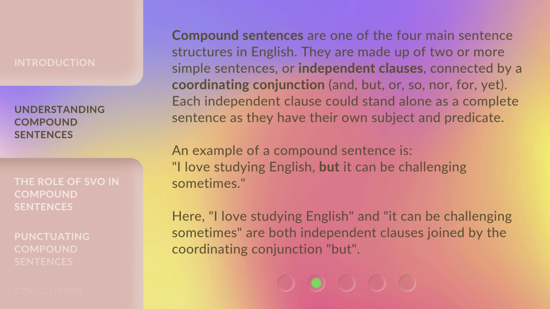An example of a compound sentence is, "I love studying English, but it can be challenging sometimes." Here, "I love studying English" and "it can be challenging sometimes" are both independent clauses joined by the coordinating conjunction "but."